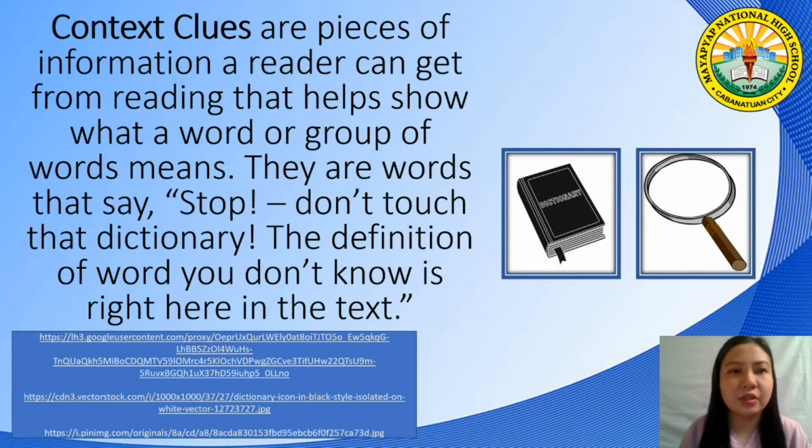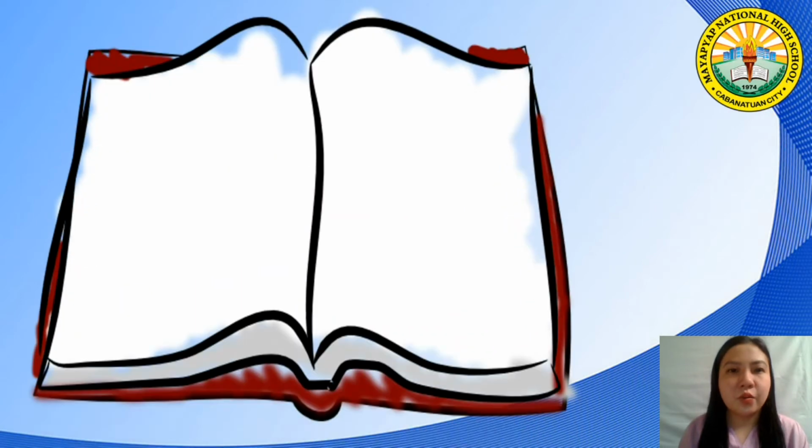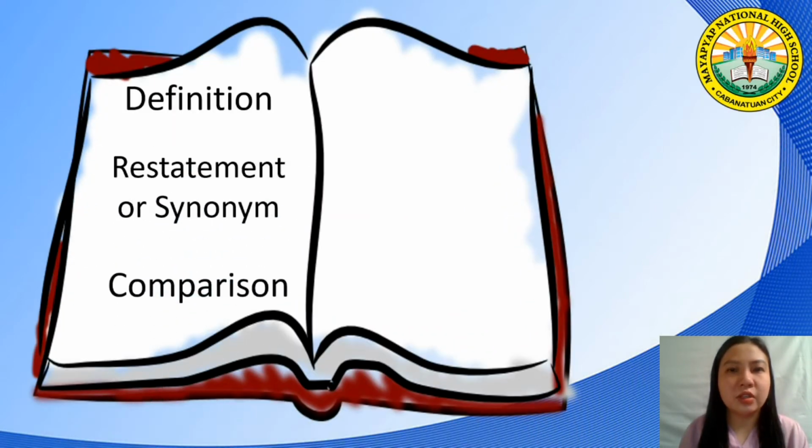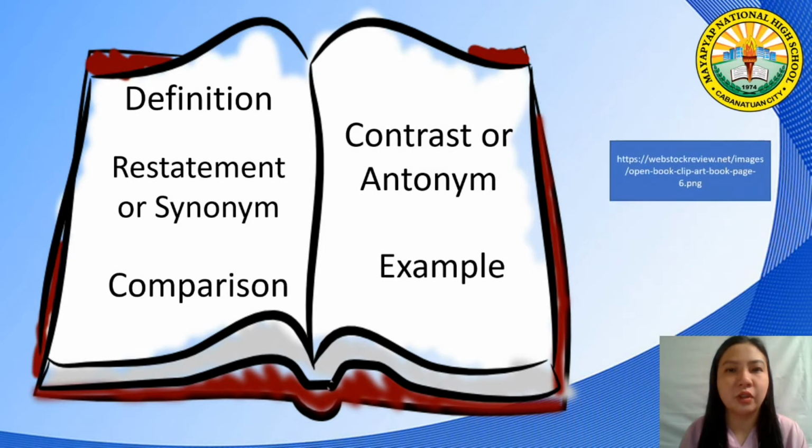Context clues are pieces of information a reader can get from reading that help show what a word or group of words mean. They are words that say, "Stop! Don't touch that dictionary. The definition of the word you don't know is right here in the text." We have 5 common types of context clues that can be of great help for you to define the unfamiliar word or words you encounter in a sentence.